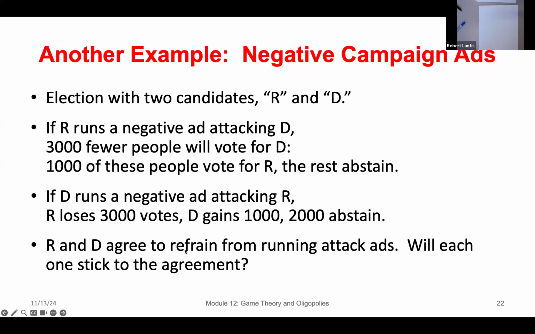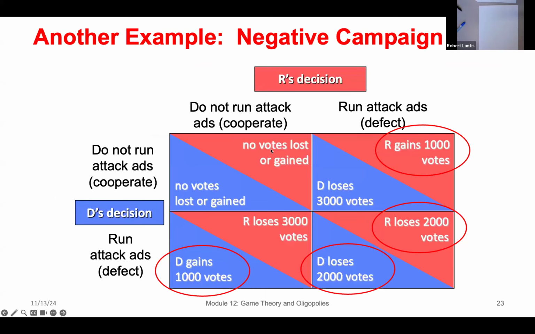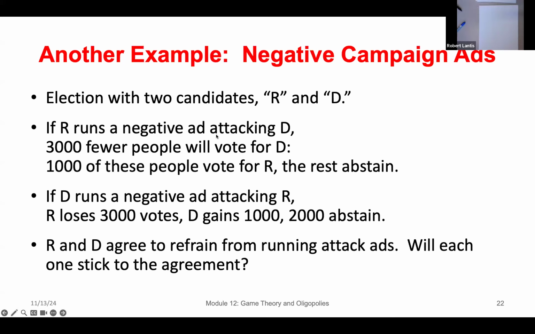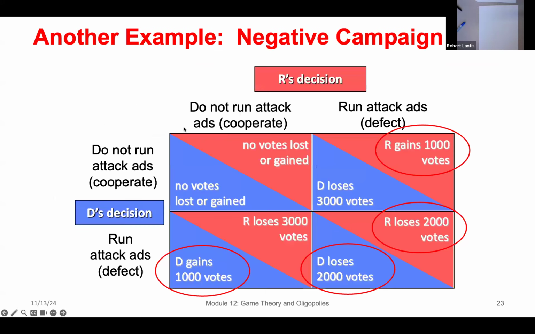If they both refrain from running attack ads, nothing changes. People are going to vote for who they're going to vote for. So we could model this as a normal form game. I think I have my animations turned off here, but we'll walk through it. If we both don't run attack ads, nobody gains or loses any votes, so the gain to both will be essentially 0.